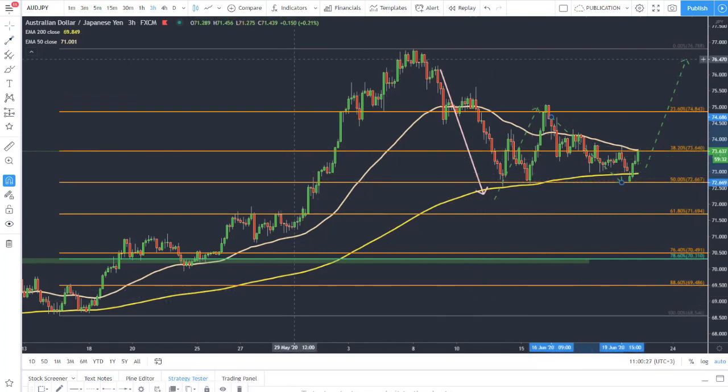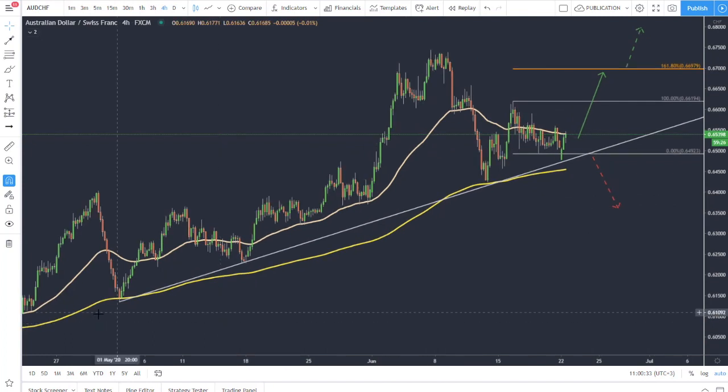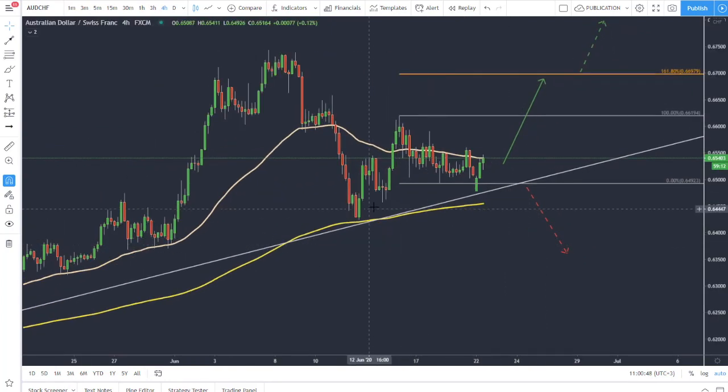And finally, let's move on to the Australian versus Swiss franc, which is the idea for this week. Here we have an uptrend trend line and clearly price remains above the trend line. It also remains above the 200 exponential moving average, which confirms the validity of an uptrend. Also, what is important is the break above the 50 simple moving average.